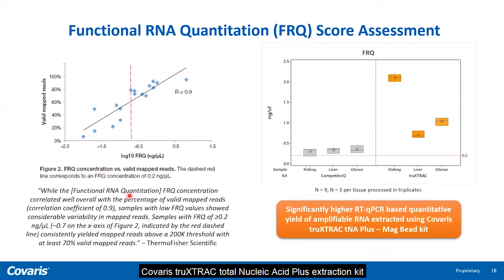Covaris TruXTRAC Total Nucleic Acid Plus Kit compared to the competitor Q's extraction kit for kidney, liver, and uterus tissues. The samples falling below the red dashed line, FRSQ score of 0.2 nanograms per microliter, are considered to be poor quality and likely to produce poor sequencing results. Covaris extracted samples displayed more than double the quality acceptance criteria of 0.2 nanogram per microliter, both with high confidence and quality sequencing results.